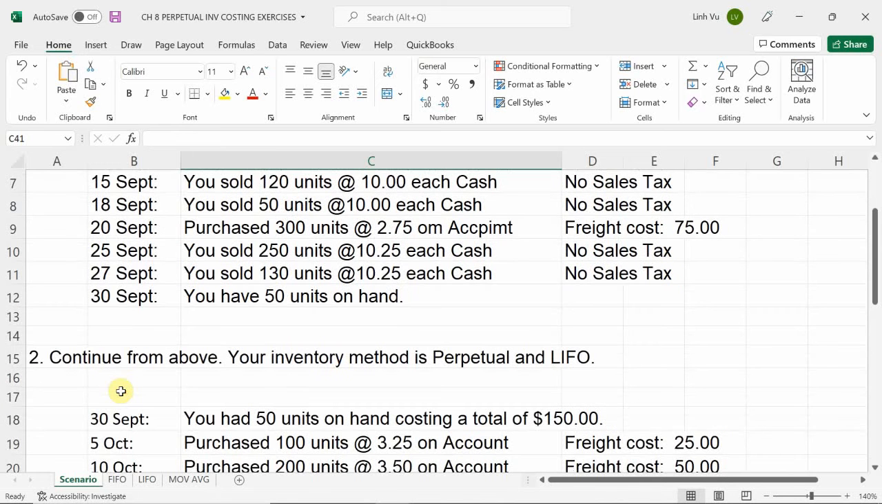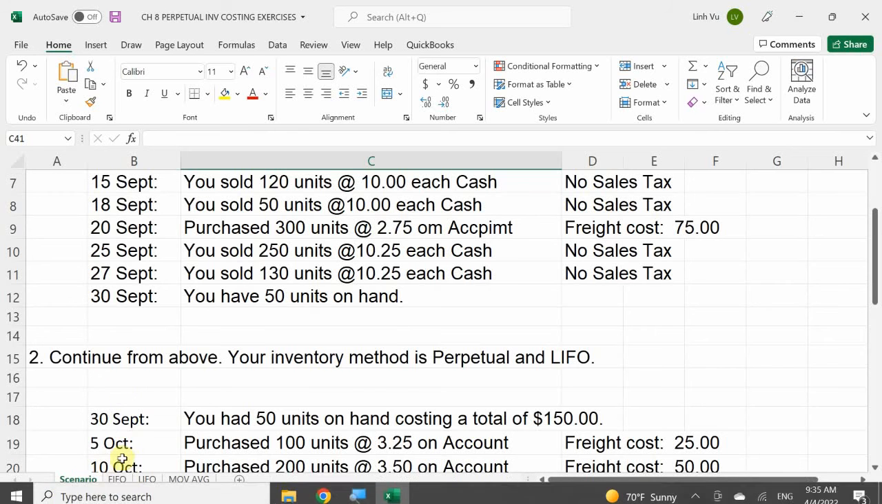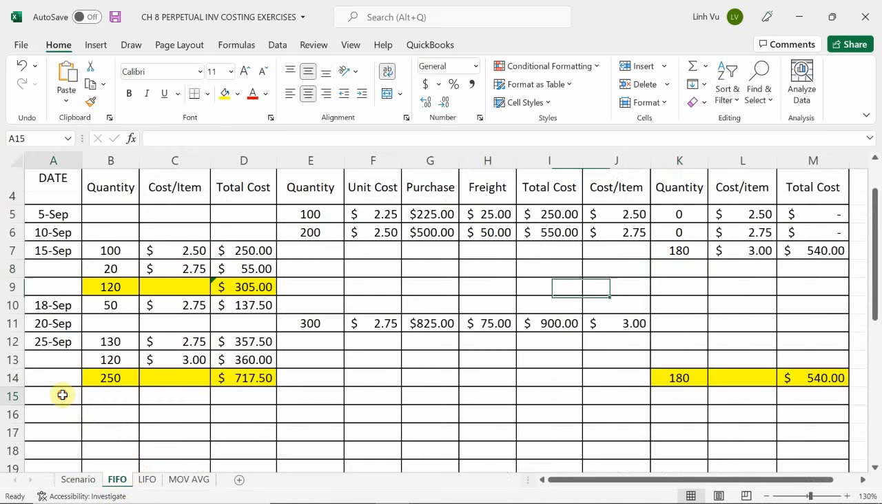Okay. September 27 is going to be the last sale of this. We're going to sell a total of 130 units, leaving you by the end of September 30th a total of 50 units left. So in this case, that's exactly what we're going to do. All right, on September 27, we sold 130 units.